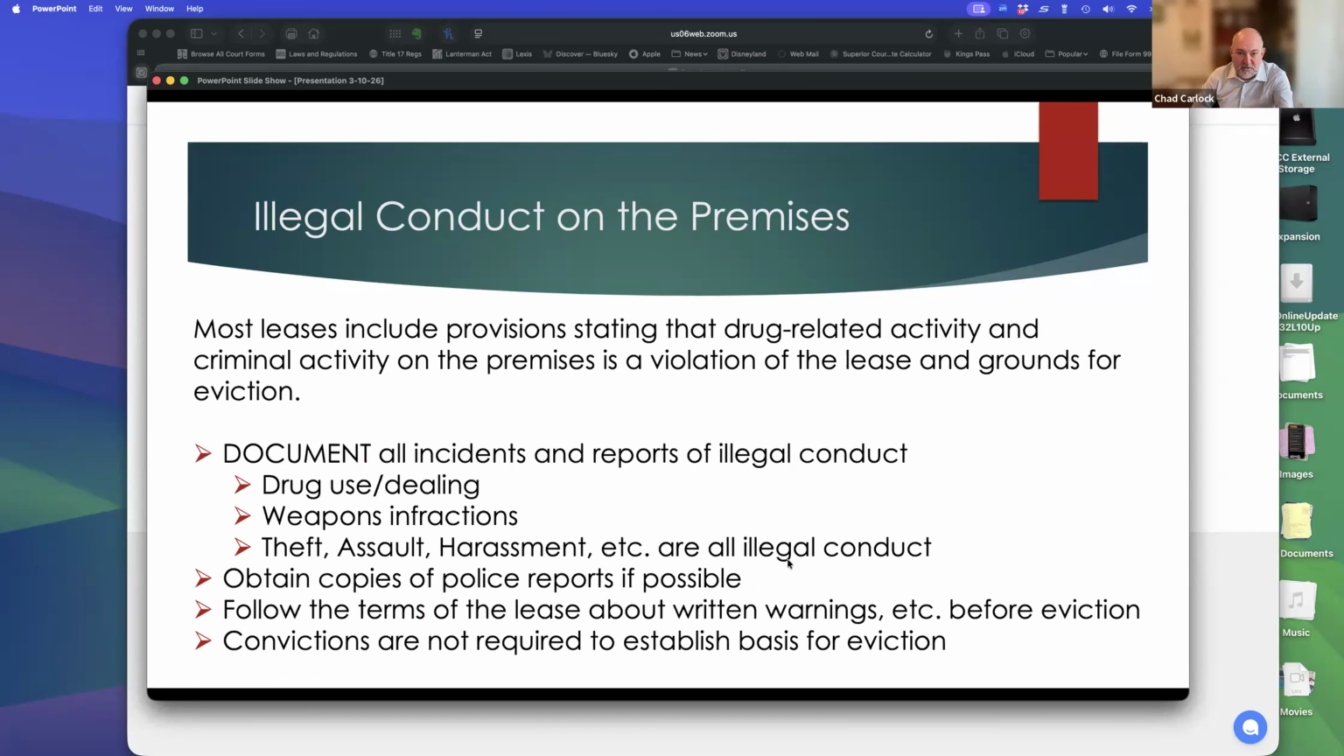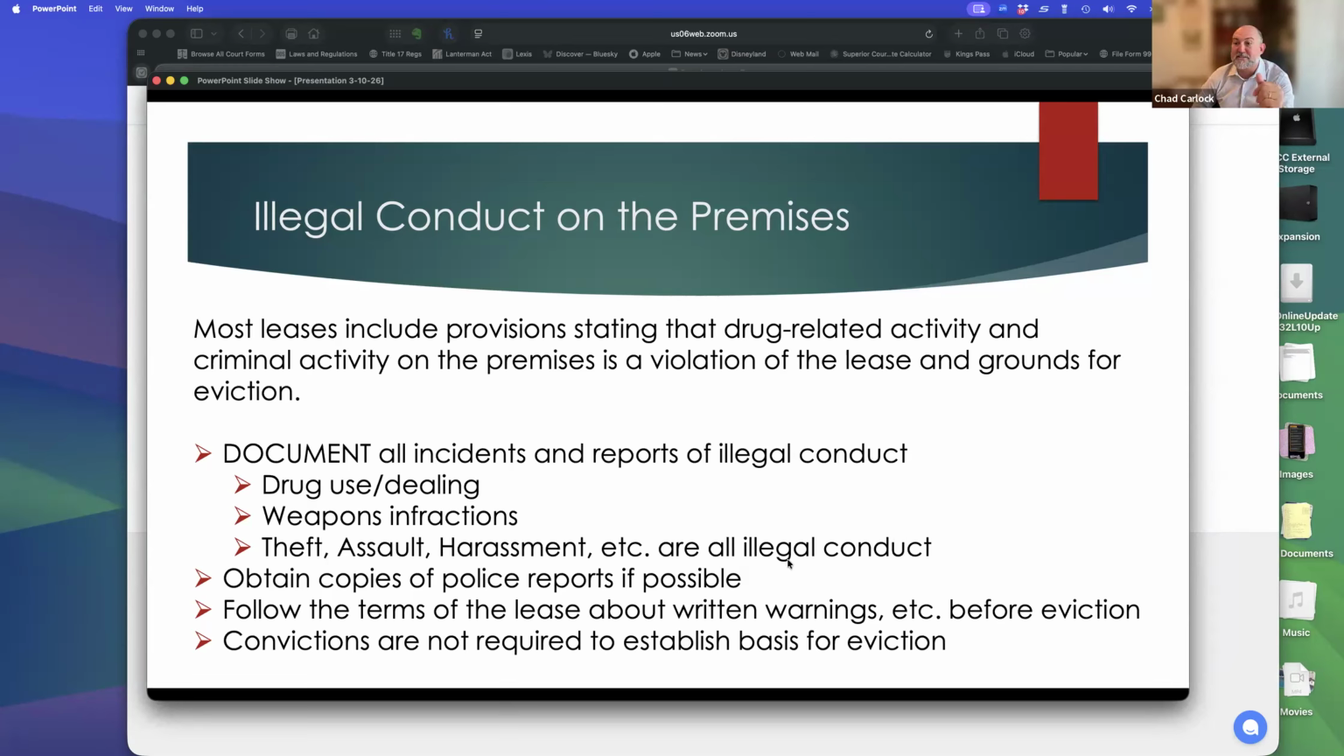Illegal conduct on the premises. This is pretty clean and dry. If there's something there, you either know about it, or you hear about it, or you get a police report, or you're notified that there's a noise violation or something else going on with your tenant.